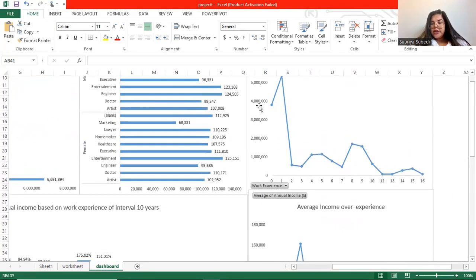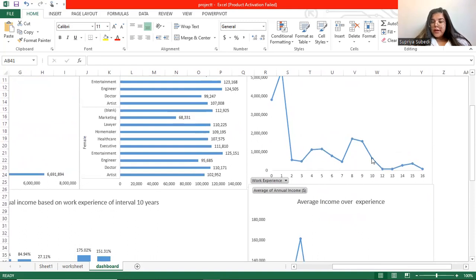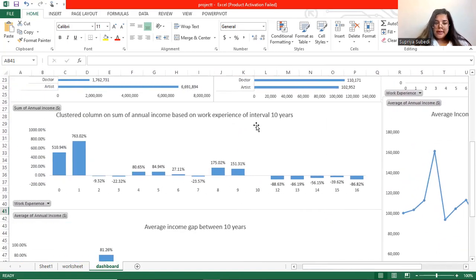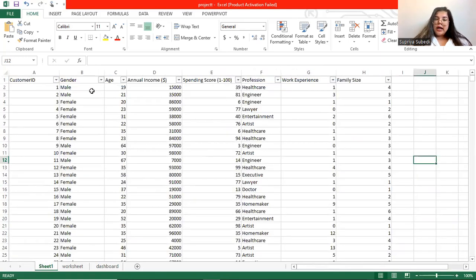In the line chart you can see the work experience and the annual income. Same goes for the average annual income expenditure, and in the cluster column chart. For this we have gender, age, annual income, spending score, profession, work experience, and family size. In my project I have only used gender, annual income, professional, work experience, and family size. Let's go to the presentation slides first.